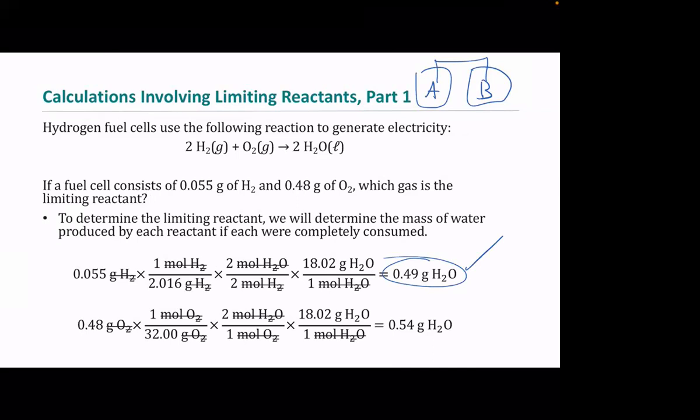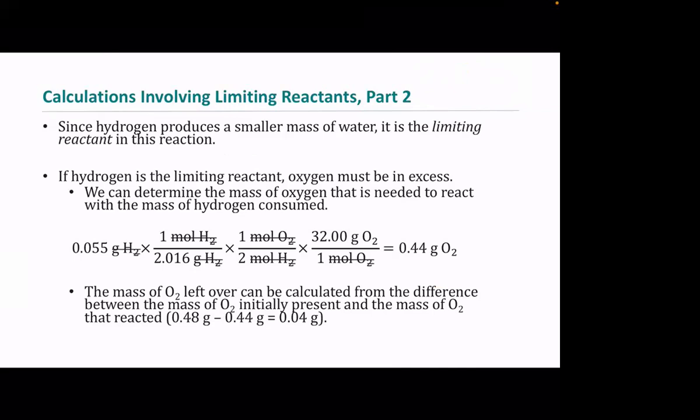And then if hydrogen is limiting, oxygen must be in excess. So how do we figure out how much oxygen is left over? Well, just do the same thing. Mass of A to moles of A, moles of A to moles of B, only this time A and B are going to be both reactants. And you're going to say, okay, I've used up all 0.55 grams of hydrogen, because that was limiting.